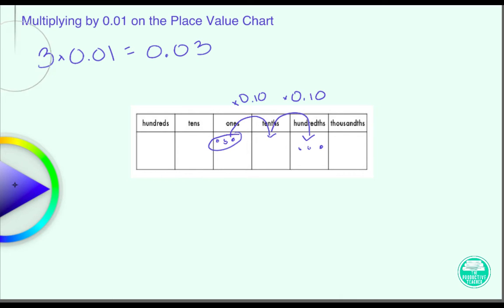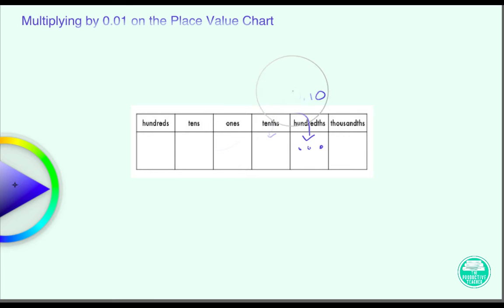Let's look at a slightly harder problem. Let me delete what we have so far, or erase it. All right, let's say now instead of having 3, I have 1.42 that I want to multiply by 100th.